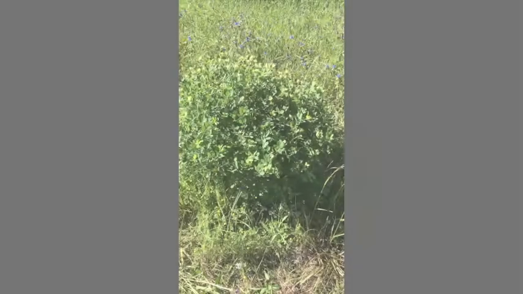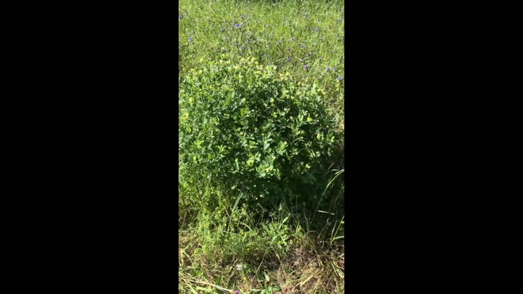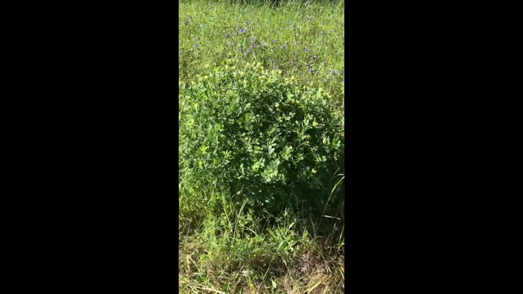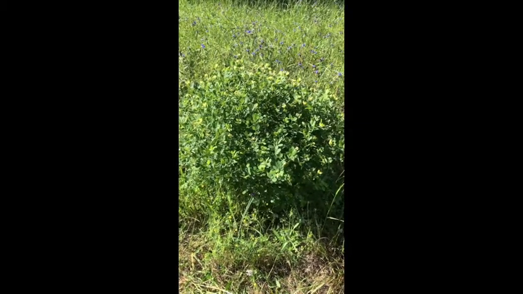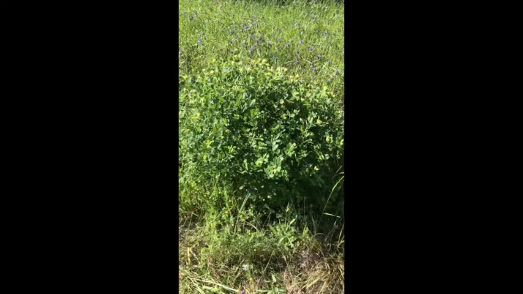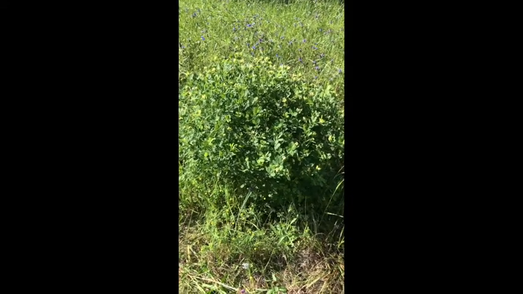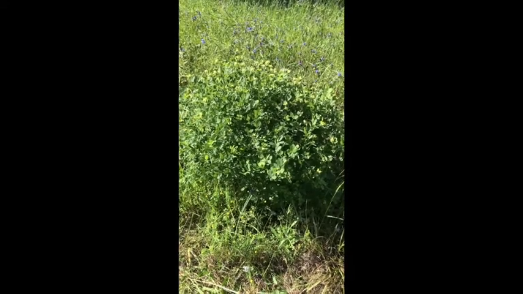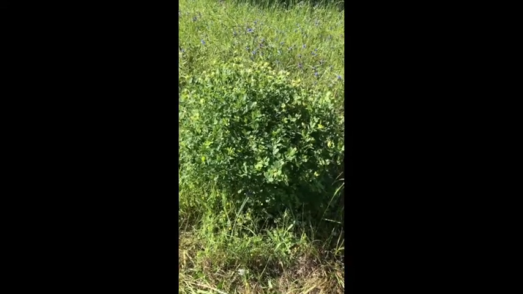Alright everyone, we've got a new plant in front of us, and yes, this one's actually kind of big and shrubby. And so the plant that we're looking at is green wild indigo, or Baptisia sphaericarpa. It's in the Fabaceae family, so it's bean, pea, legume family. And let's get a little bit closer look at the bush in itself.